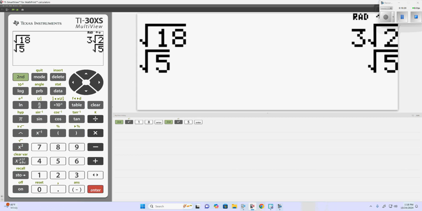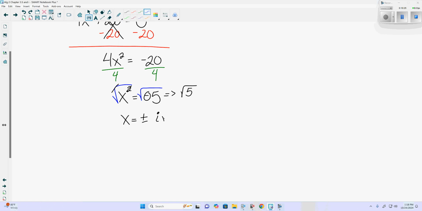The square root of 5 is, well, the square root of 5. Questions on this here? Questions on anything we've done so far?